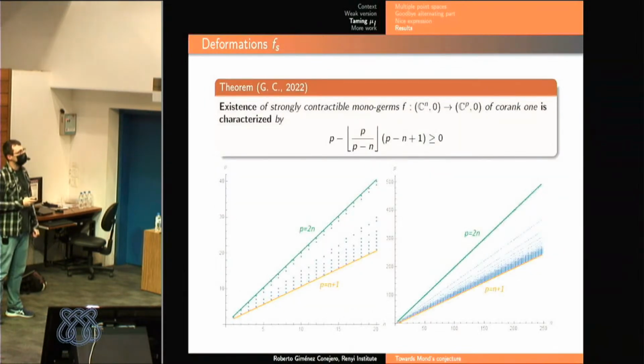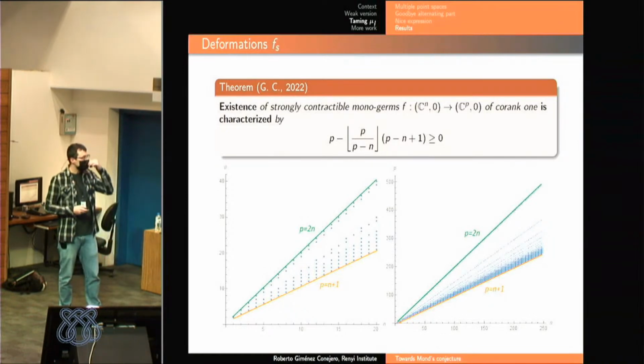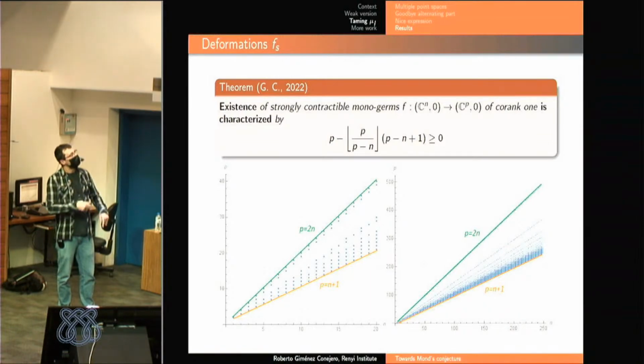Okay. The dimensions where this doesn't hold are these points. For example, the first dimension where this doesn't hold is C^5 to C^8, that is here. And Juanjo and I prove that when p is equal to n plus 1, you never have this. You never have strongly contractible germs. So all these points don't make this inequality true. And for example, for p equal to n or to n minus 1, this is not true, so you cannot find monogerms with contractible generic fiber. If you want to see a bigger picture of this, it is something like this. This is like a fan that is midway open.